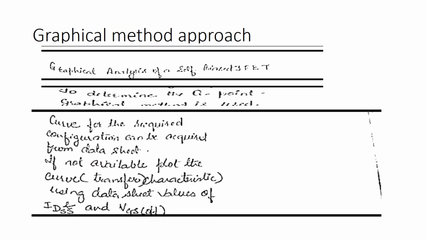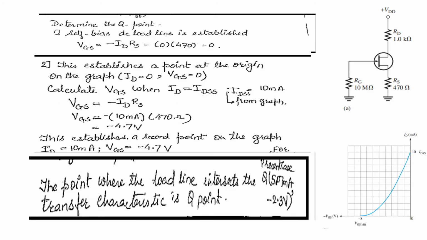So graphical method to determine the Q point. First we have to remember this, the curve for a required configuration can be acquired from the datasheet. If not available, take the values of IDSS and VGS from the datasheet and plot the transfer characteristics. So this was the problem that was given in the third slide from the present slide. So we have to plot this characteristic and determine the Q point.